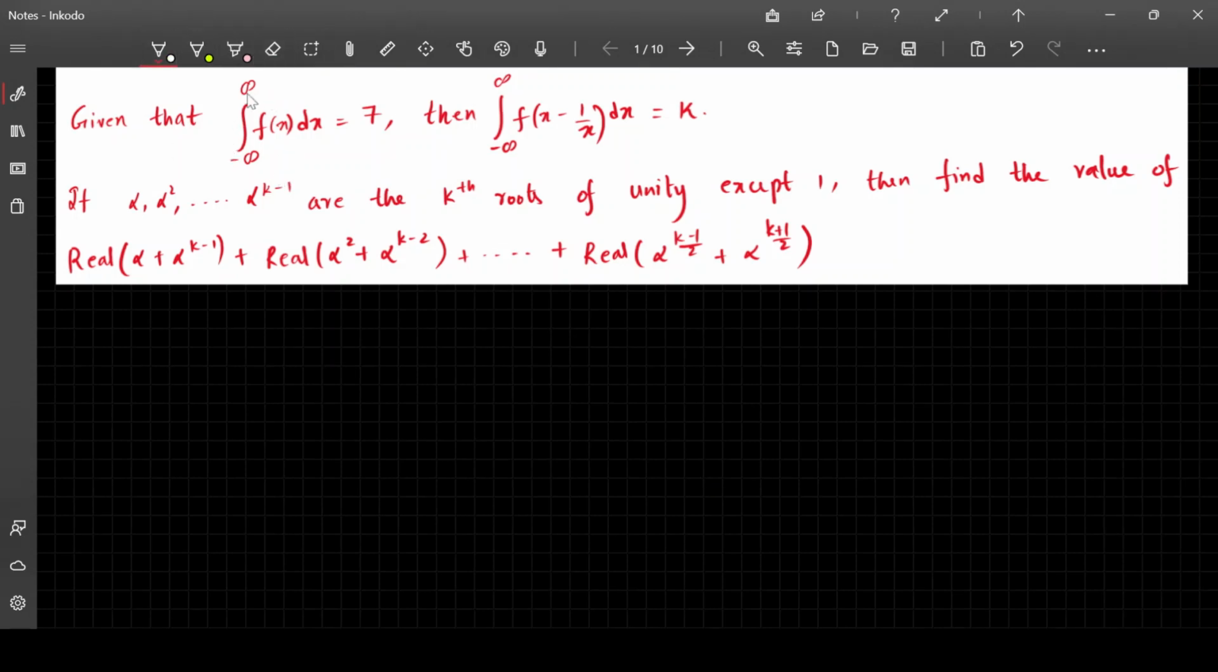So the question says that given that the integral from minus infinity to infinity of f of x dx is equal to 7, then the integral from minus infinity to infinity of f of x minus 1 by x dx is equal to k. Now, if alpha, alpha squared, and so on till alpha to the k minus 1 are the kth roots of unity except 1, then find the value of real of alpha plus alpha to the k minus 1, plus real of alpha squared plus alpha to the k minus 2, plus so on till plus real of alpha to the (k minus 1) by 2 plus alpha to the (k plus 1) by 2.